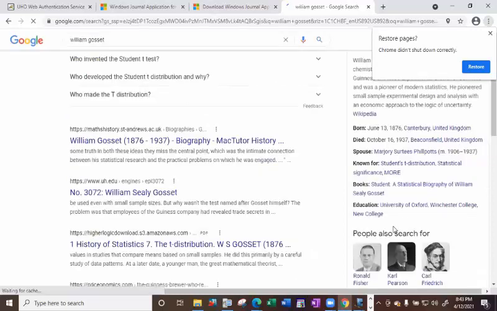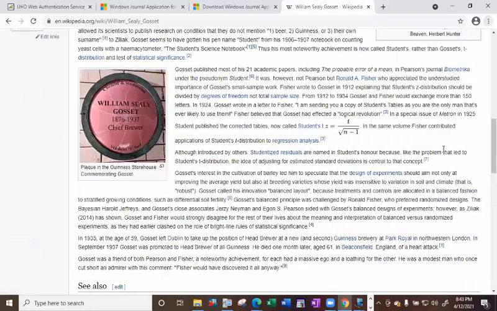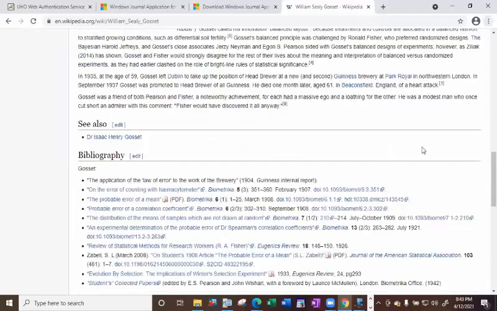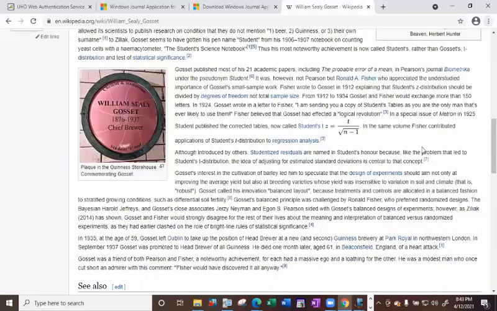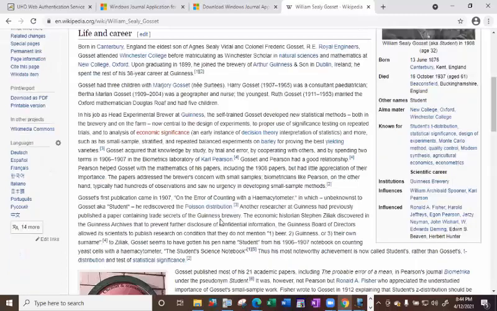Guinness Brewery. Always find that amusing. There it is. Chief brewer, but mathematician. All right. So you never know where you might find mathematician people, mathematics kind of people. You wouldn't think a brewery would need one, but all right. Anyway.